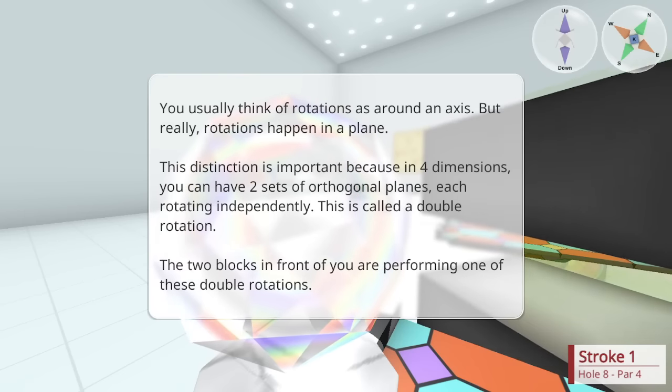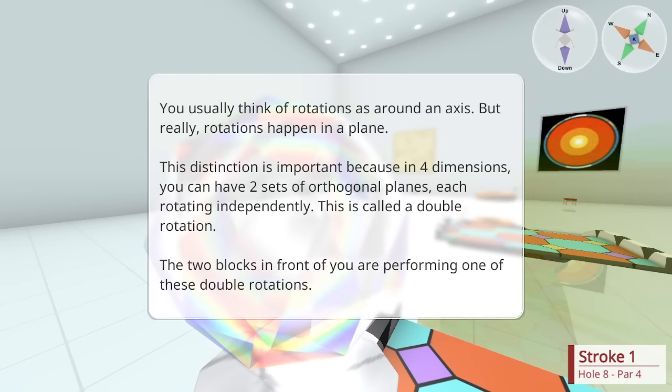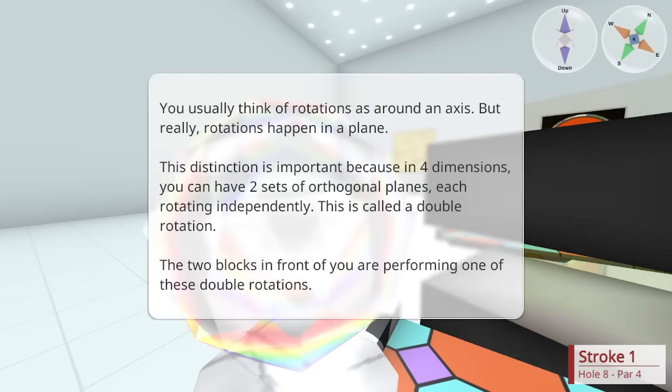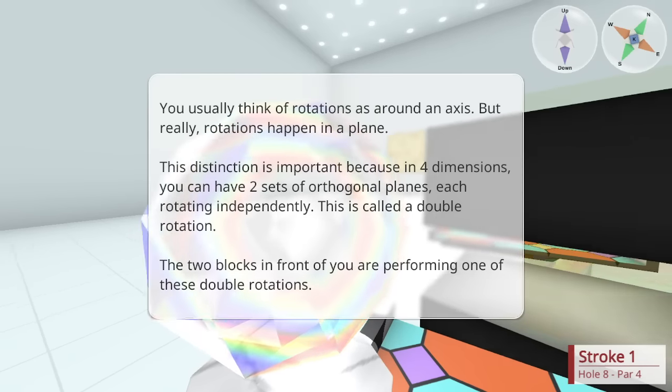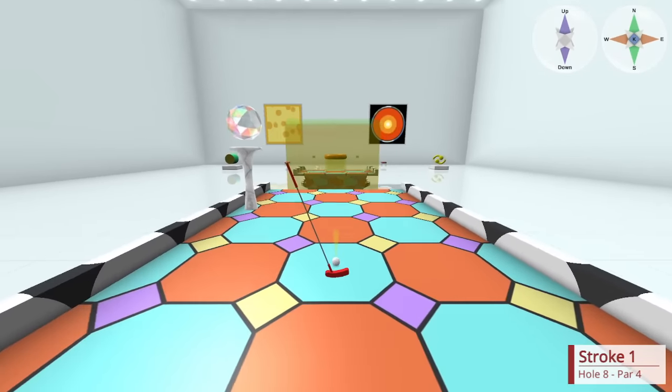Rotations happen in a plane. This distinction is important because in four dimensions, we have two sets of double rotations.